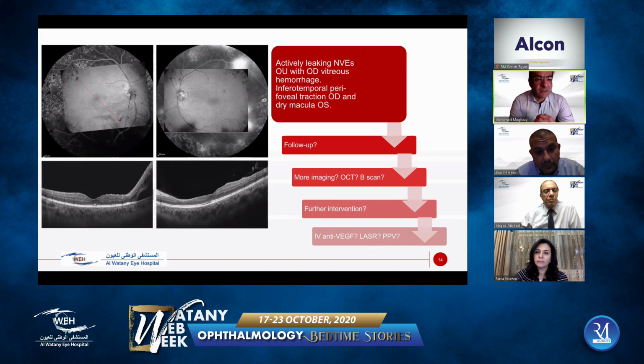You can see skip areas in the posterior pole here, and maybe I will inject and do laser in the other eye, tighten the laser in the other eye. But I would give some time for the hemorrhage to resolve in the right eye, just tighten it, and do close follow-up of the detached area.